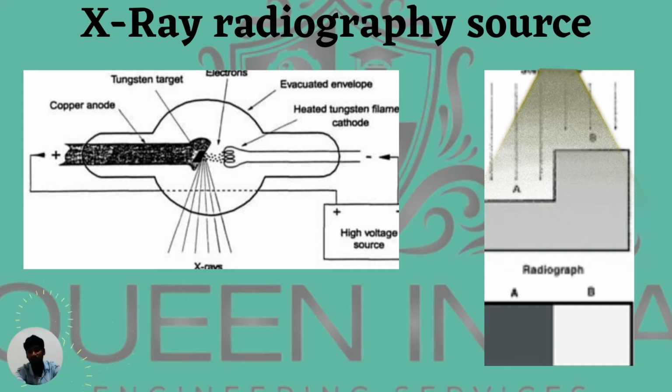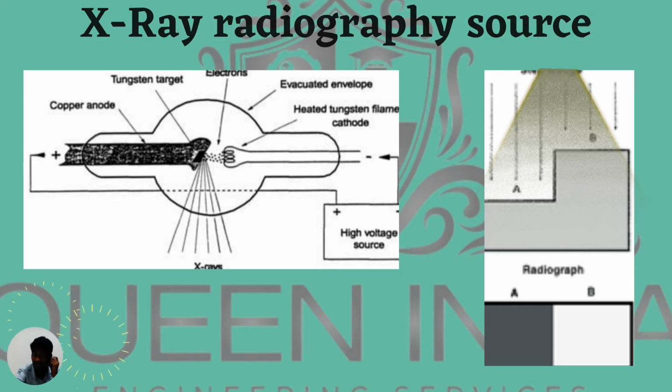This is an image of a radiograph. Where the thickness is less, the area will be shown dark, and where the thickness is high, there is less darkness. This is an X-ray radiographic source.